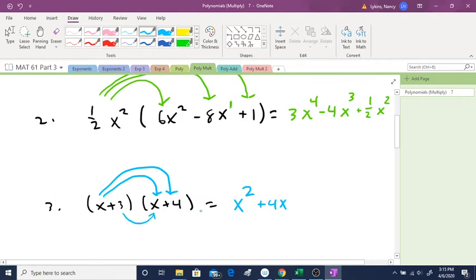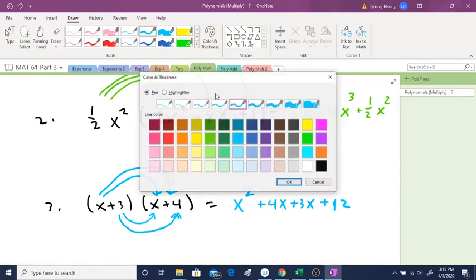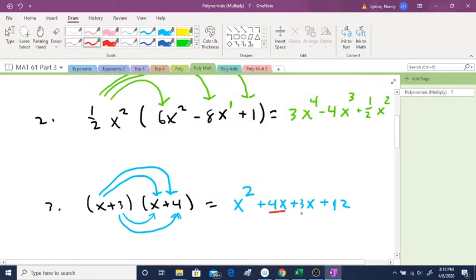Then I'm going to go under. 3 is positive, my x is positive, that means I've got 3x. And my 3 is positive, and my 4 is positive, I'm going to make that 12. Now, what I've noticed is I've got like terms, my 4x and my 3x. So my final answer is x squared plus 7x plus 12.